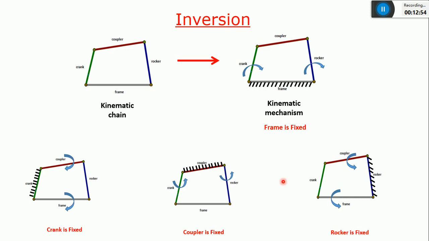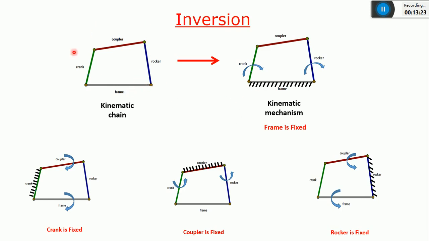Sir, a mechanism in which one of the links of a kinematic chain is fixed. Okay, that is also correct. Almost near to the answer. Okay, I'll define it in such a way that inversion is a method of getting so many mechanisms. Correct? You got four mechanisms. First one, second one, third one, fourth one. It means it is a method of getting different mechanisms by fixing different links at a time.